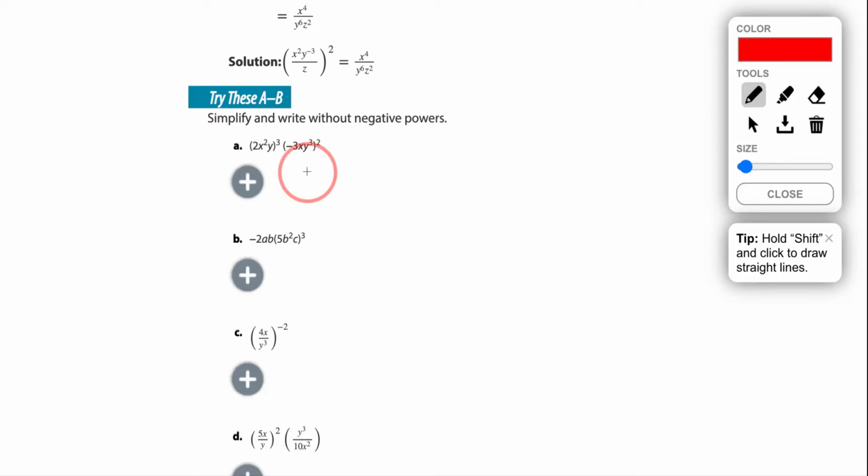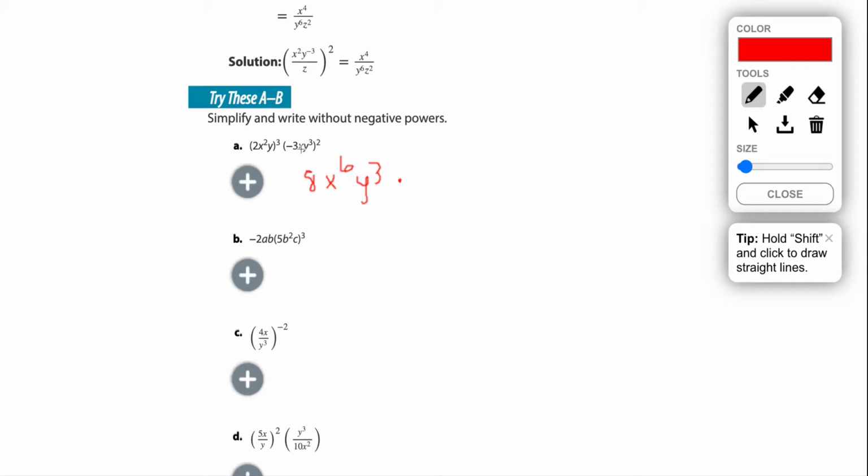So that'll be 2 to the 3rd power, which is 8. Again, you could write just 2 to the 3rd power, but I'm going to go ahead and calculate it in my head. x squared raised to the 3rd power, power to a power, multiply. 2 times 3 is 6, 8x to the 6. y to the 3rd power, well, 1 times 3 is 3, so that's y to the 3rd power. Still got a multiplication right here. We've got 2 parentheses right next to each other, so I'll keep that in mind. I'm going to multiply that times this next one.